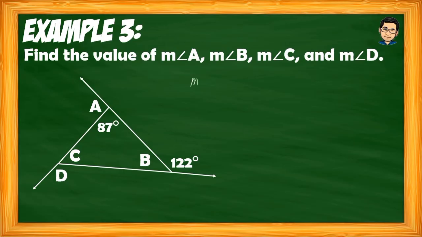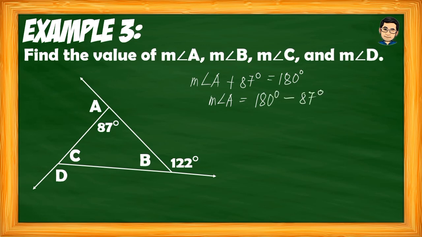So, measure of angle A is the unknown. Pero, angle A tsaka yung 87, supplementary sila. They form linear pair. So, measure of angle A plus 87 degrees is equal to 180 degrees. Now, we will add negative 87 to both sides. So, magiging the measure of angle A is equal to 180 degrees minus 87 degrees. So, the measure of angle A is 93 degrees. So, meron na tayong sukat for angle A.